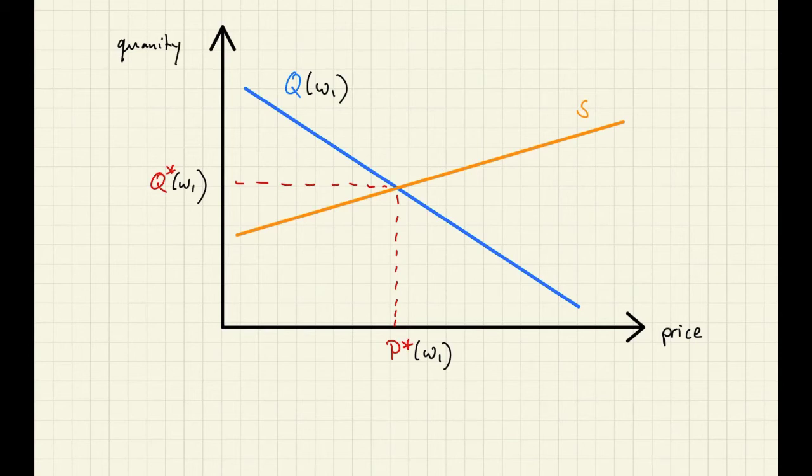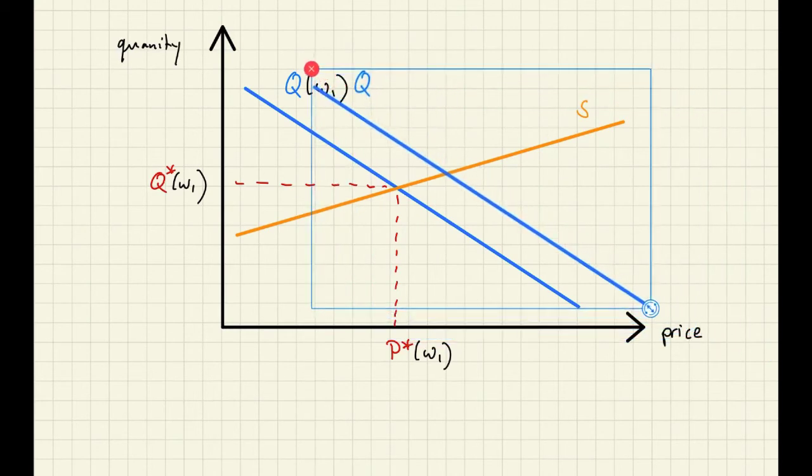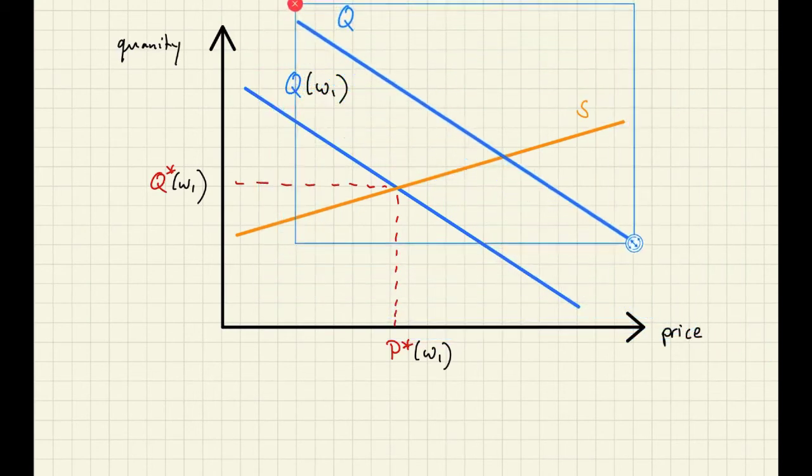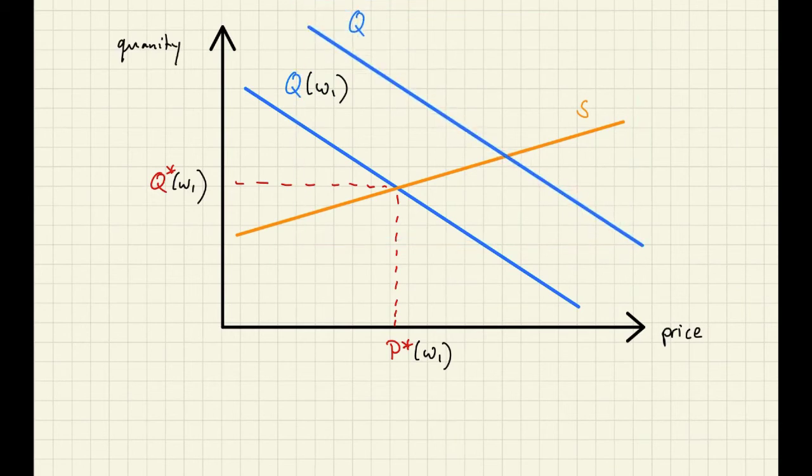Let's go to a market with a higher demand shock, or in other words, a market where for a given price the demand curve is shifted up relative to omega 1. Let's call this market omega 2. We look at the intersection between the new demand curve and the supply curve, and we'll find the new equilibrium price and the corresponding equilibrium quantity.